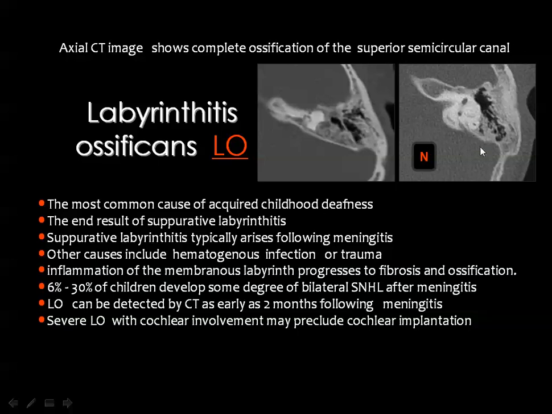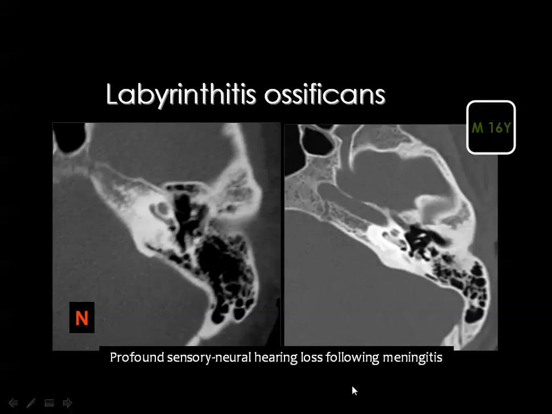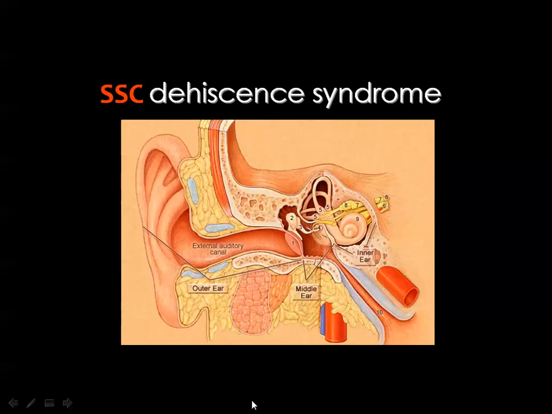And this is an example. In normal condition, you see the vestibule and the lateral semicircular canal, the posterior semicircular canal, the vestibular aqueduct. But in cases of labyrinthitis ossificans, you see total ossification of the superior semicircular canal. Here are the 1.5 turns of the cochlea which are normal, and in this case you see bone within the 1.5 turns of the cochlea, and this is a case which presented with profound sensorineural hearing loss following an attack of meningitis. And you remember that meningitis is one of the common causes to result in labyrinthitis ossificans secondary to suppurative labyrinthitis.